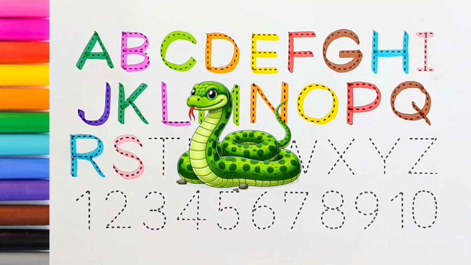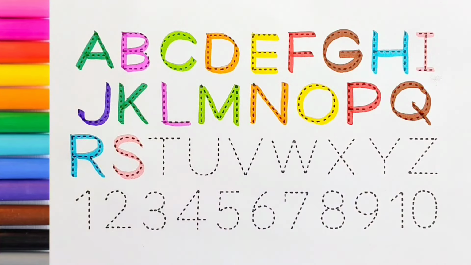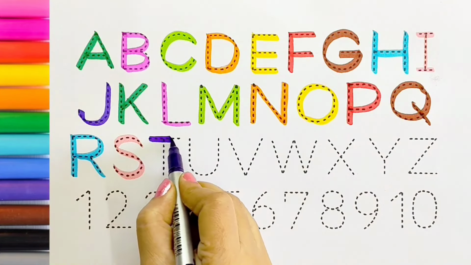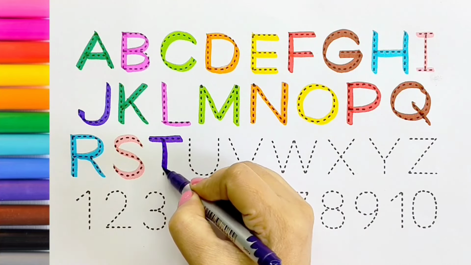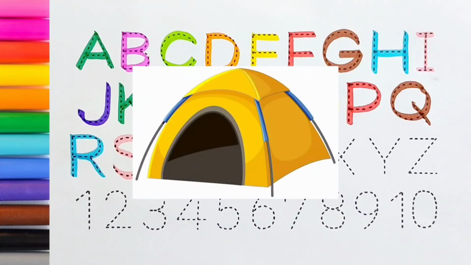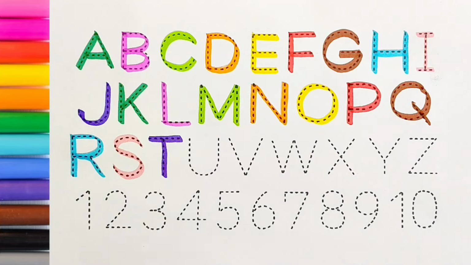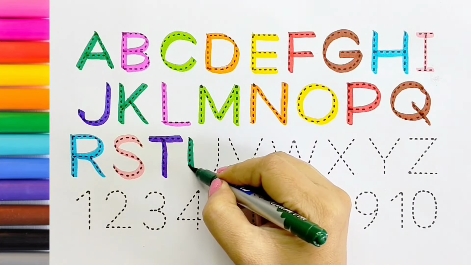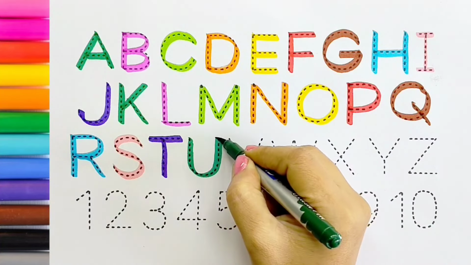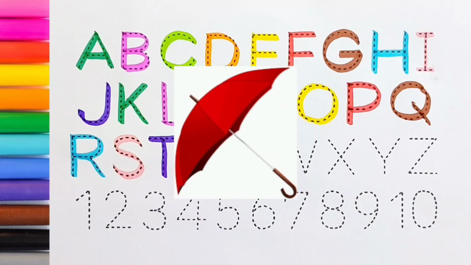Now I know my ABCs. Next time, won't you sing with me? Purple color T. T for tent. T for tent. Dark green color U. U for umbrella.